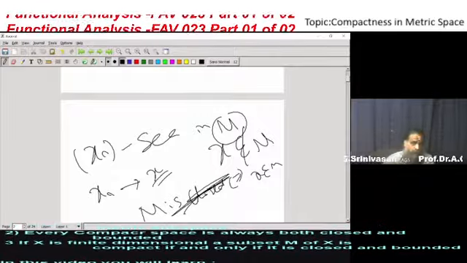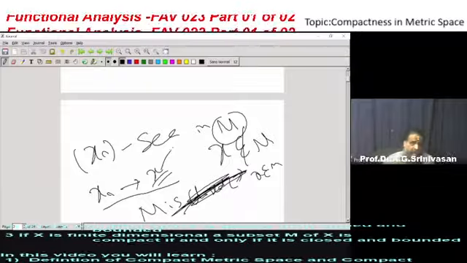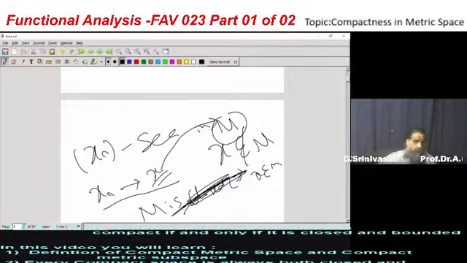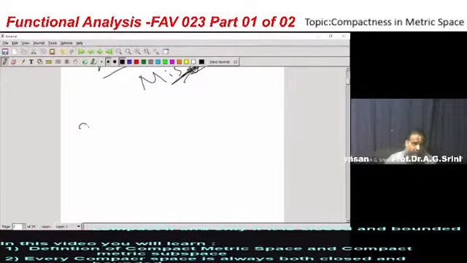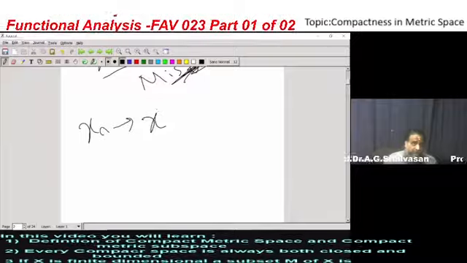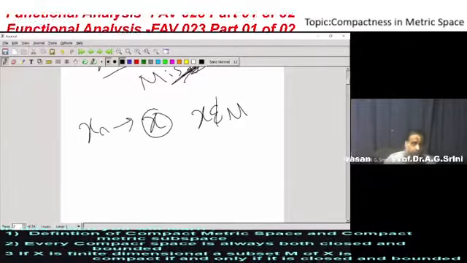But in general, if M is not closed, and xn converges to X, this X is not necessarily in M. You understand what I'm telling? So if xn converges to X, I'll repeat one more time, my dear students, in general this X need not be in M.